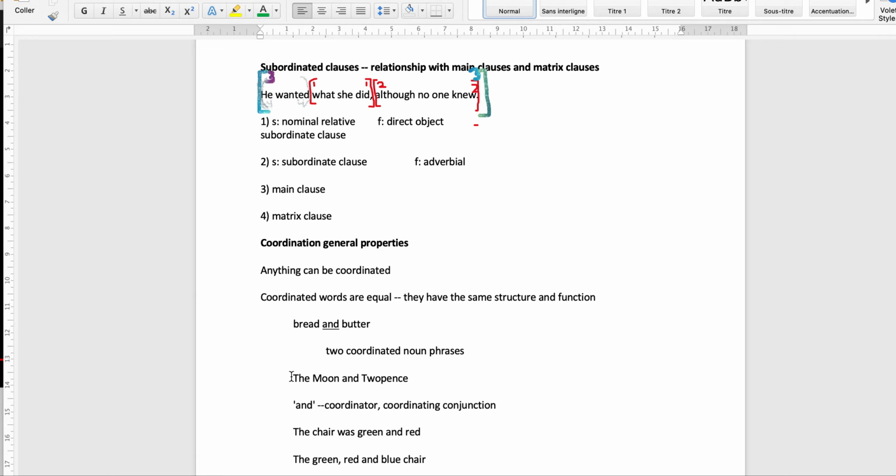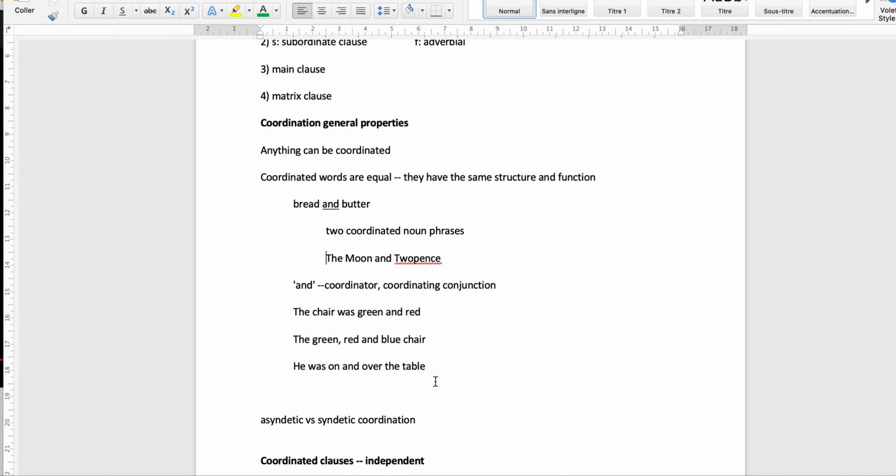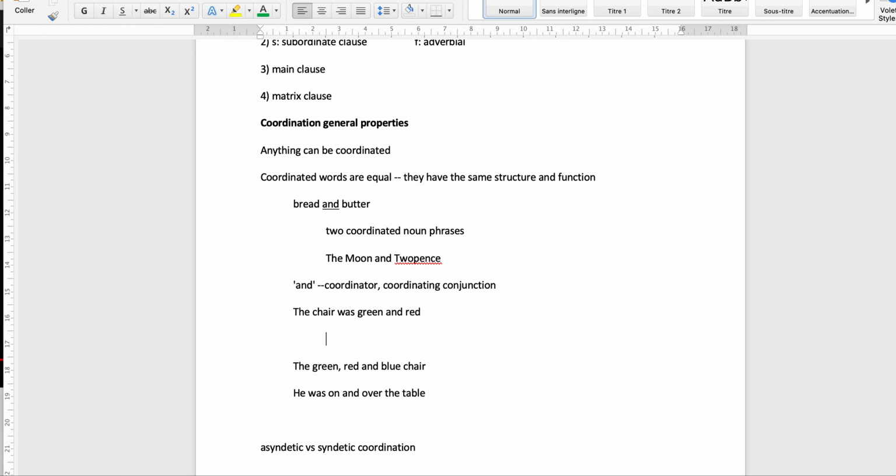So we have this idea of coordination. We're going to be talking about equality. It's also interesting that when we look at the same structure again, here we have 2 noun phrases. Once again we have 2 noun phrases. Here the meaning's different, so that creates a specific effect.